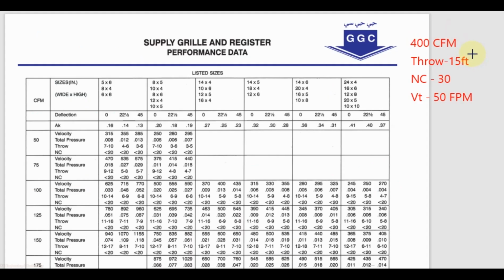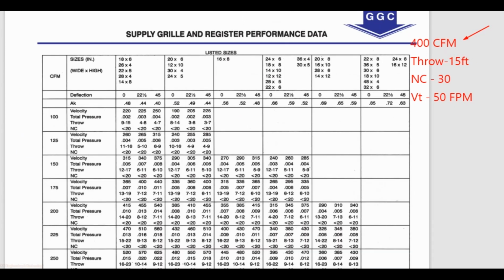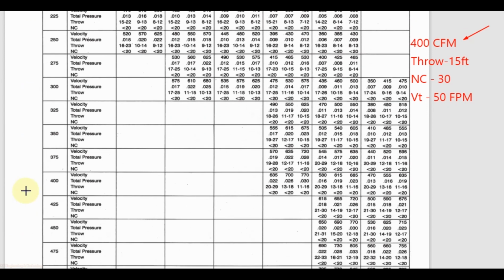Now we will select the supply air resistor for 400 CFM from this table. In the first table CFM starts from 50 and goes up to 250, so we will go for another table. There are so many tables like this. In this table we find 400 CFM. Then we will see the neck velocity. Generally we can go for neck velocity maximum up to 500 fpm. This is higher here, 470, but then we will see the throw.